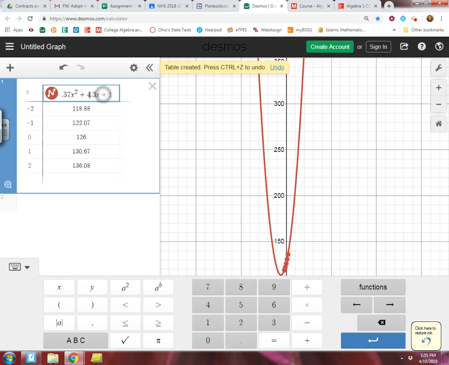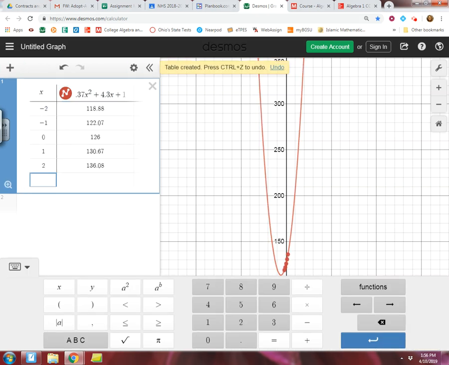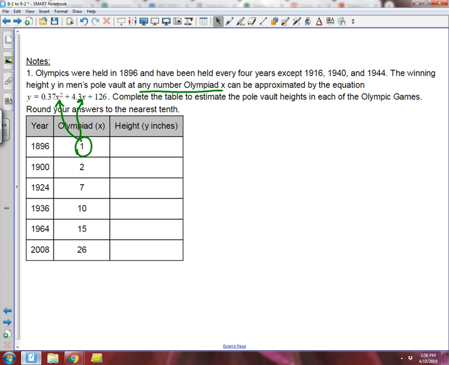How was everybody with getting their table? How was everybody with plugging in the other x values that you needed? Everybody was okay here. All right, so let's go around the room. Dalton, I'll start back with you. Can you tell me what you got for 1?